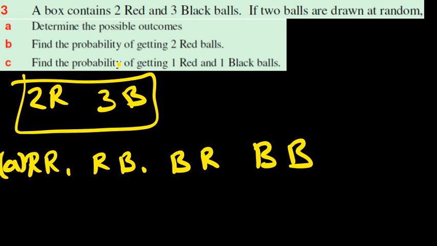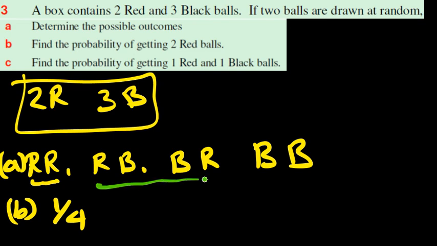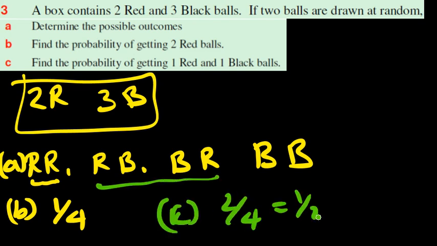B, find the probability of getting 2 red. 2 red means just 1 chance we have. So the answer for B will be 1 out of 4. And C, find the probability of getting 1 red and 1 black. These are 2 chances we have. So the answer for C will be 2 out of 4, or 1 over 2 we can say.